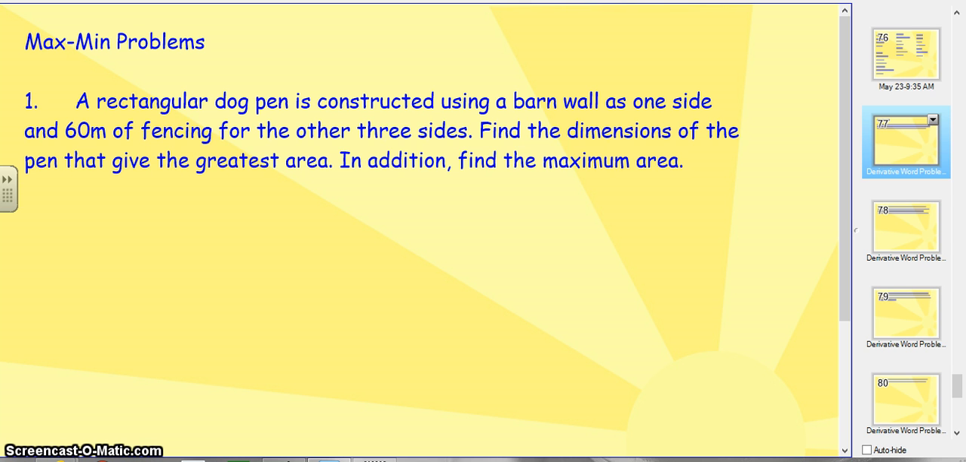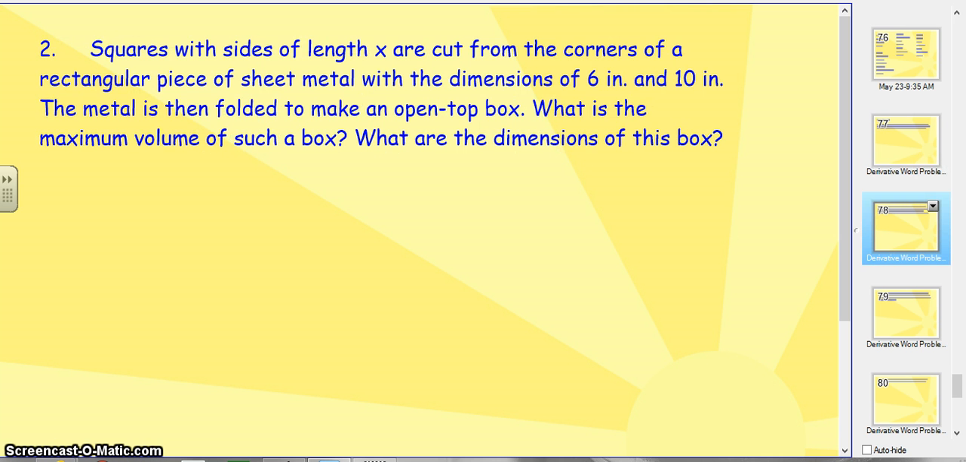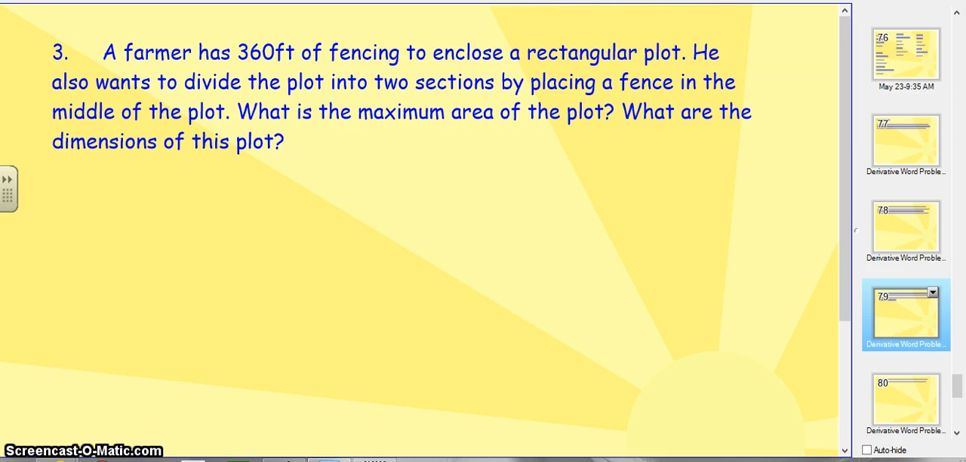So I'm actually going to skip the first two questions because I'm going to have you try those, and I'm going to do the last two with you. So we're going to start with number 3. It says a farmer has 360 feet of fencing to enclose a rectangular plot. He also wants to divide the plot into 2 sections by placing a fence in the middle of the plot. What's the maximum area and what are the dimensions?